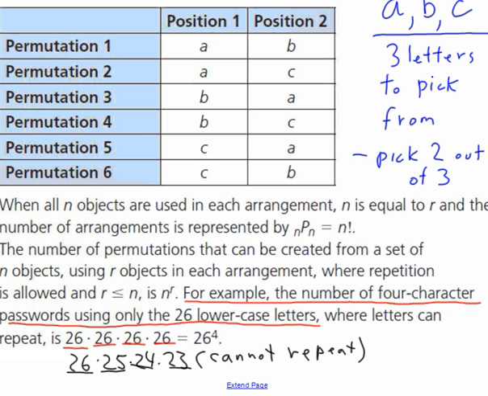So if you can repeat the letters, it is 26 to the 4th power. But if you cannot repeat, 26, 25, 24, 23. What I wanted to point out about our new formula is that it assumes no repeating. So that formula can only be used when you're not repeating.